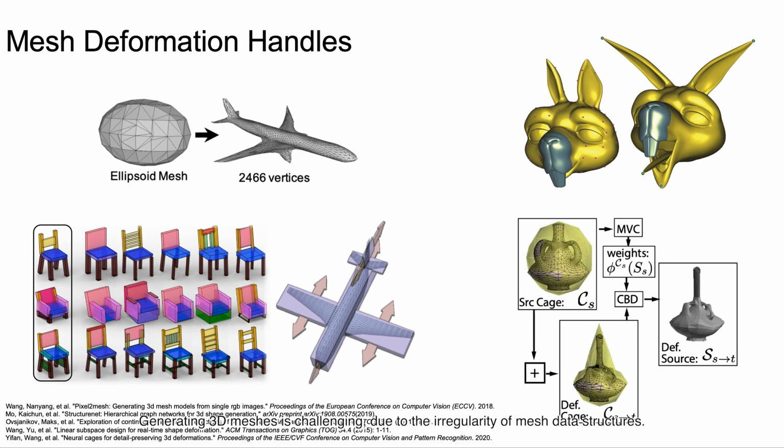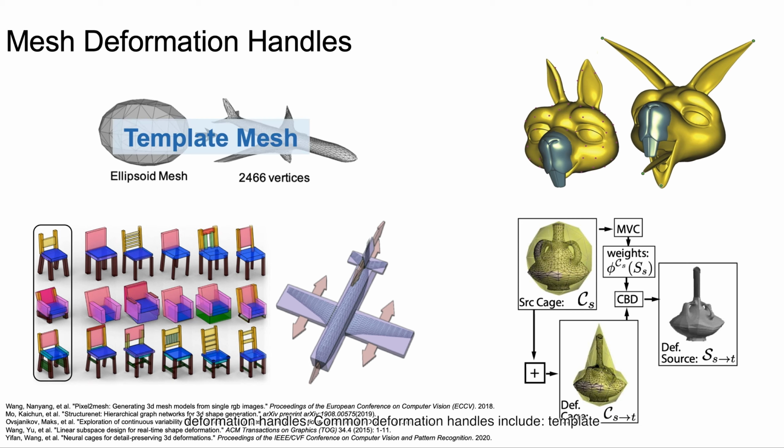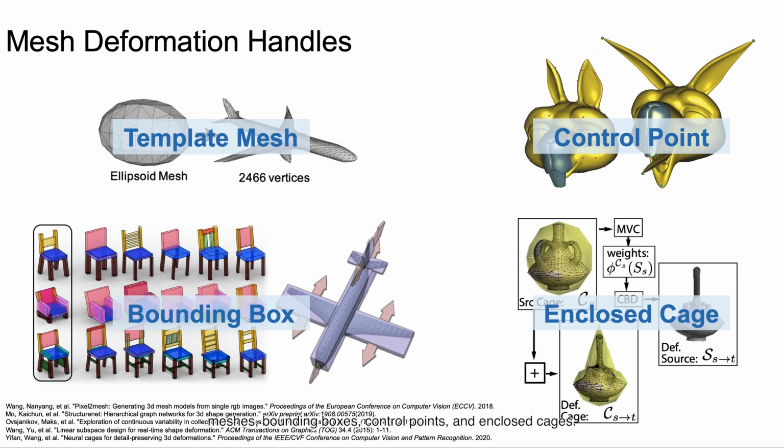Generating 3D meshes is challenging, due to the irregularity of mesh data structures. Instead of generating a mesh from scratch, recent work creates new shapes by leveraging deformation handles. Common deformation handles include template meshes, bounding boxes, control points, and enclosed cages.